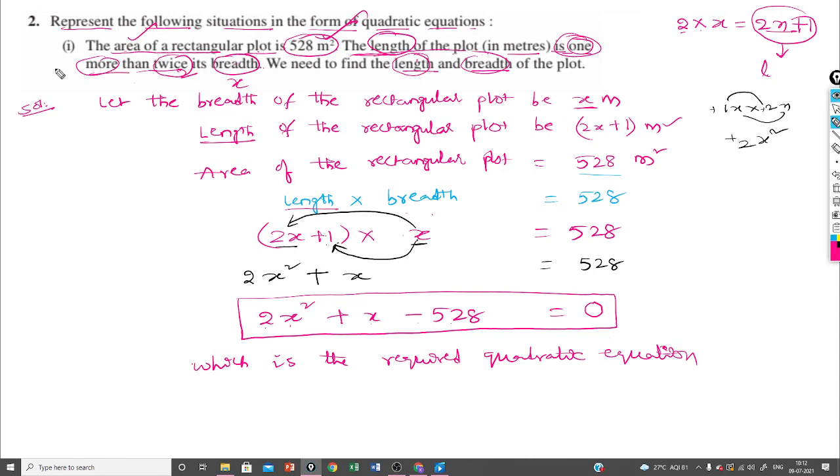As per the question, some situations will be given to you and you have to convert them to a quadratic equation. So this is the quadratic equation to represent this question.